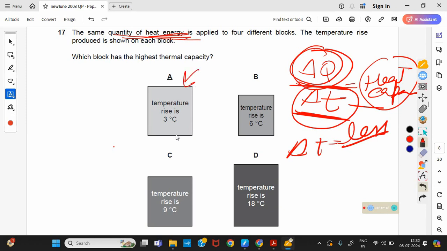Now for block A, the change in temperature is least. If you see here, it is only 3 degrees centigrade. For B, the temperature rise is 6. For C, it is 9 degrees centigrade. For D, it is 18 degrees centigrade. So change in temperature is least in A. Option A is right. It has the highest thermal capacity.